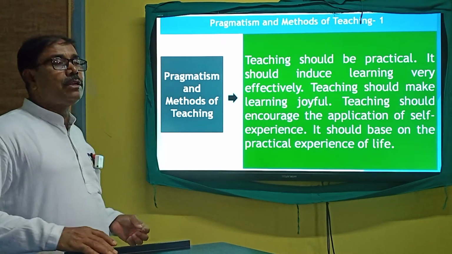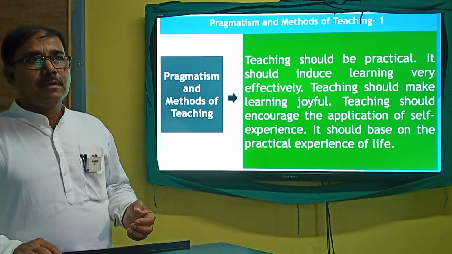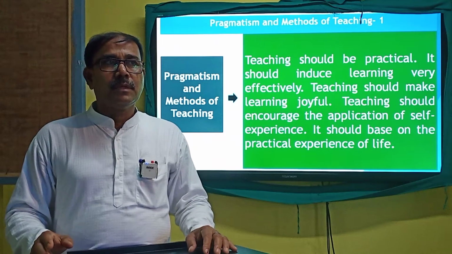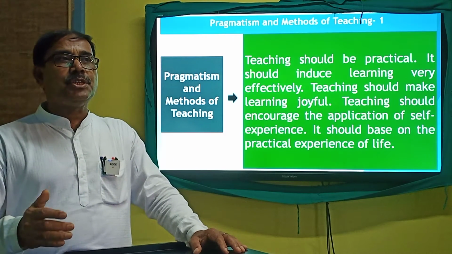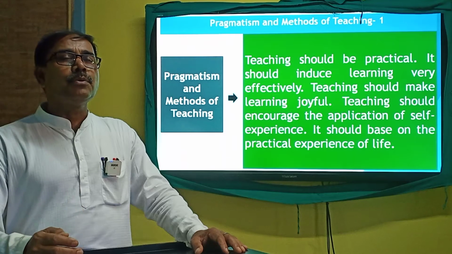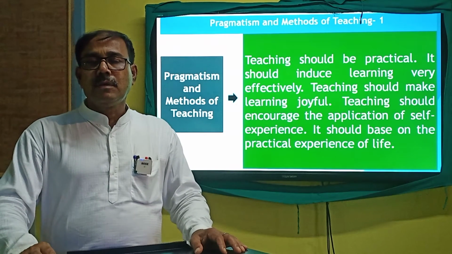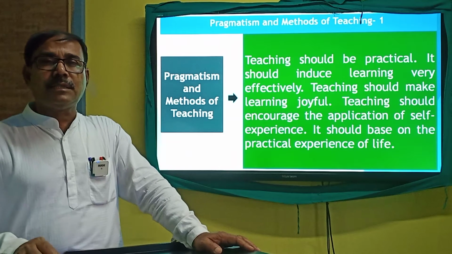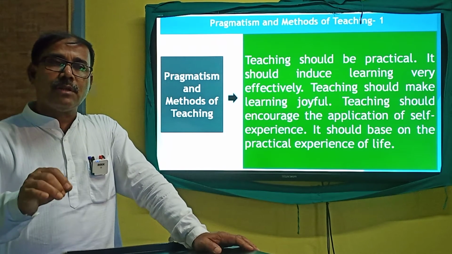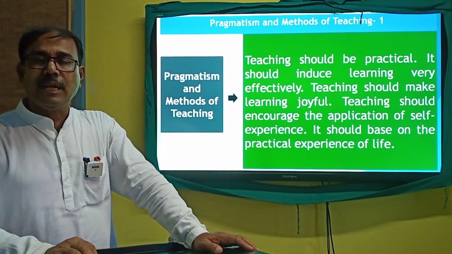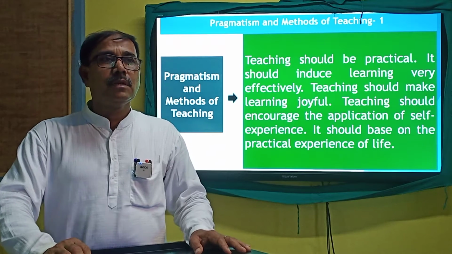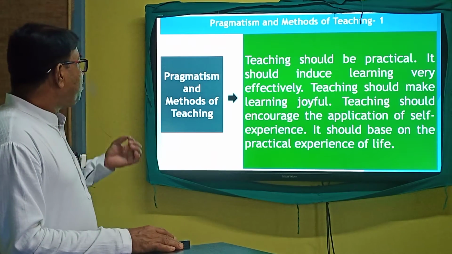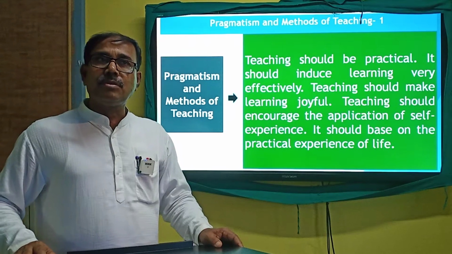When we say method of teaching, we mean so many things. The concept of the methods of teaching differs according to the various schools of philosophy. Pragmatism is totally an action-oriented philosophy. It puts importance on scientific knowledge. Pragmatism emphasizes practice. Therefore, at the time of discussion relating to the methods of teaching, the views of pragmatism are totally different.